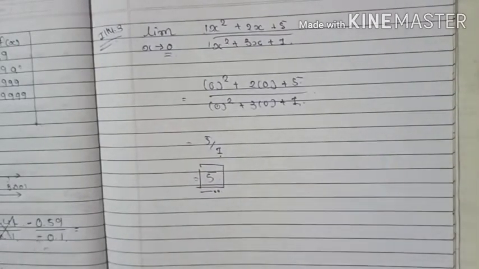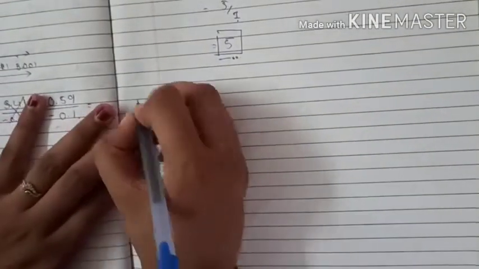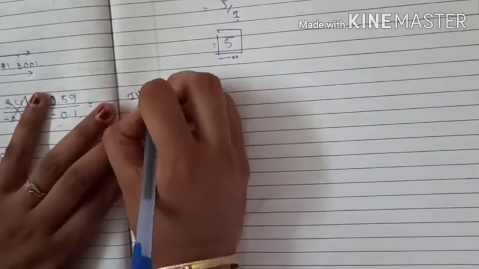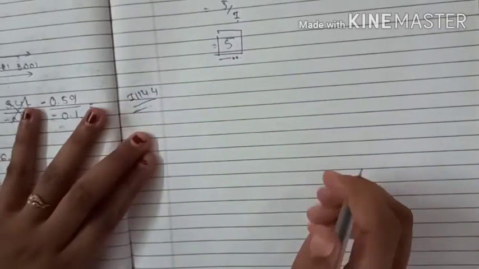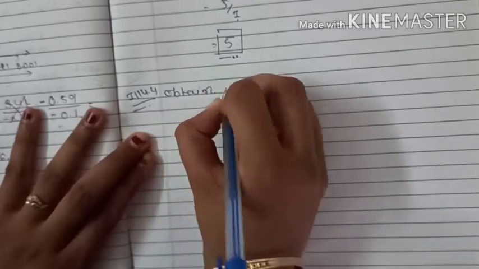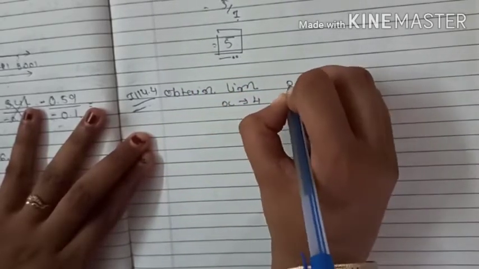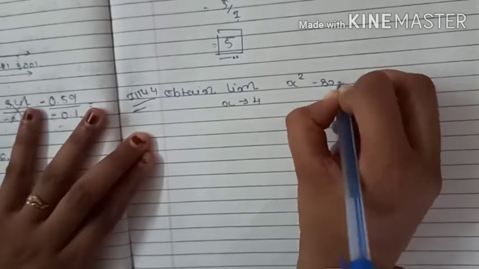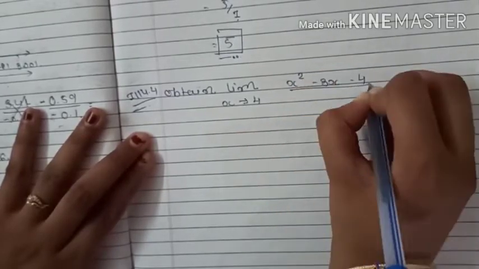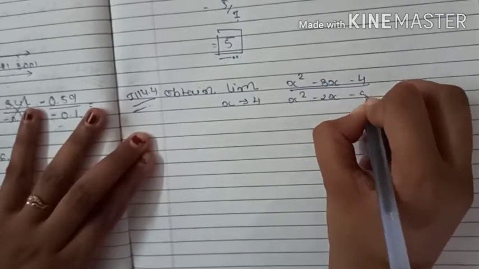Right? Now let's solve illustration number 4. Illustration number 4. Obtain limit x tends to 4, x square minus 3x minus 4 upon x square minus 2x minus 8.